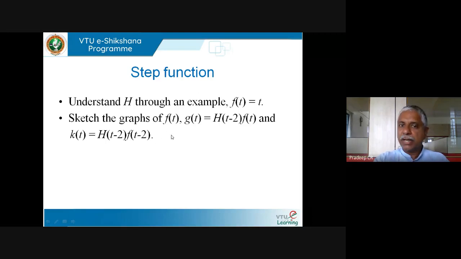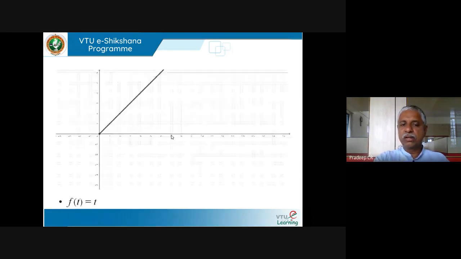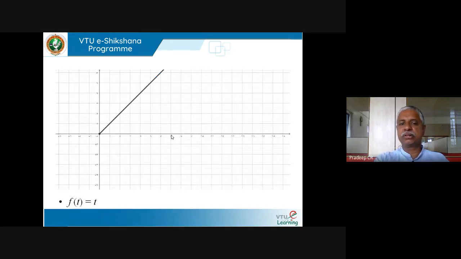So I hope you are able to draw these graphs on your own, but in case you couldn't, here is the solution. So f(t) equal to t, this is well known. I'm drawing only the first quadrant, non-negative values of t. And f(t) equal to t is this. And then if I want g(t) equal to f(t) into h(t minus 2), what happens here? Observe.